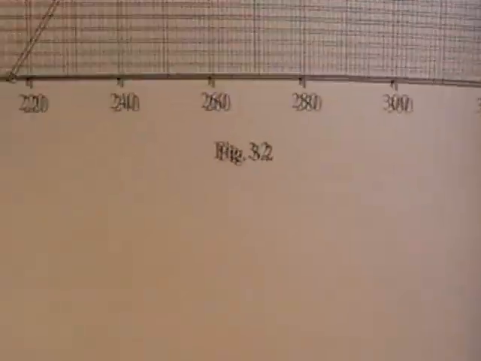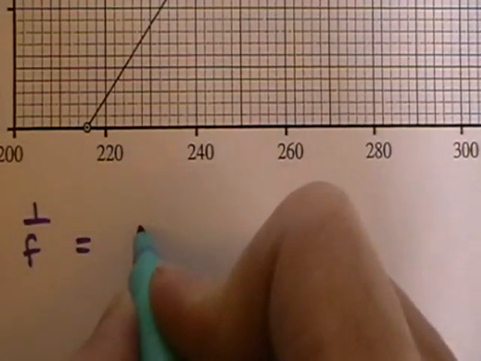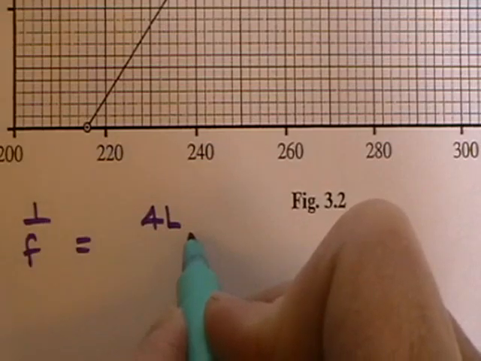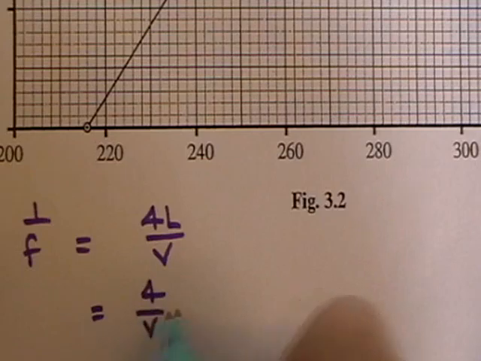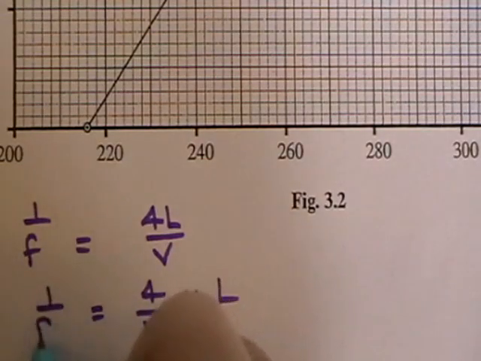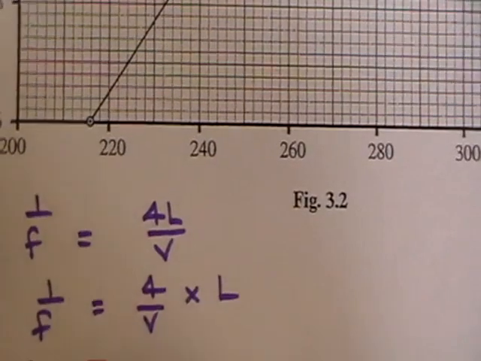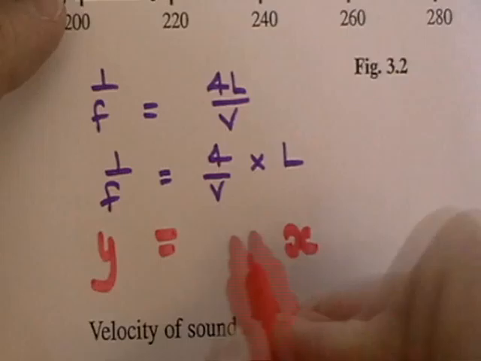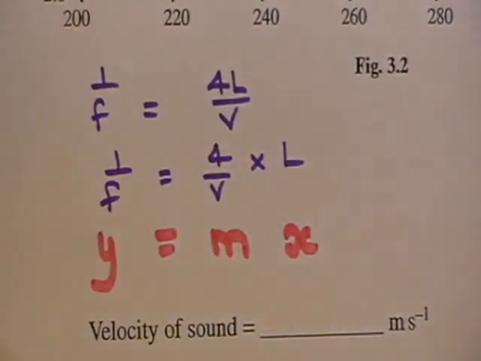So our relationship again was 1 over f is equal to 4L over v, and I'm just going to split that up. That's 4 over v times L. And if I write y equals mx underneath it, y is what is on the y axis, so that's y, L is x and 4 over v is m. So the gradient of your graph gives you 4 over v.